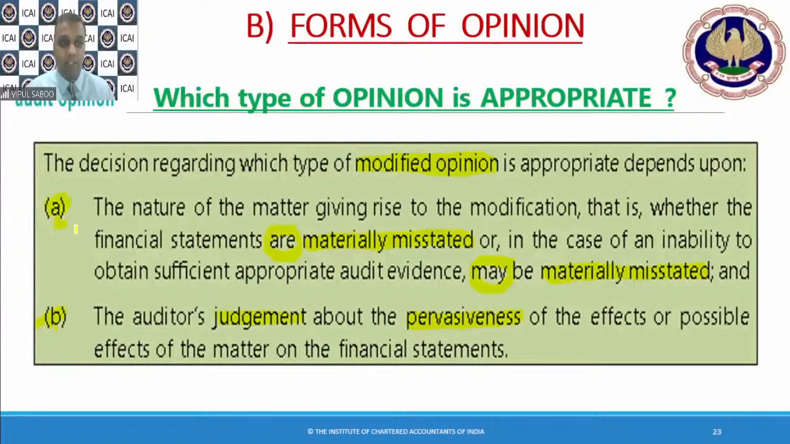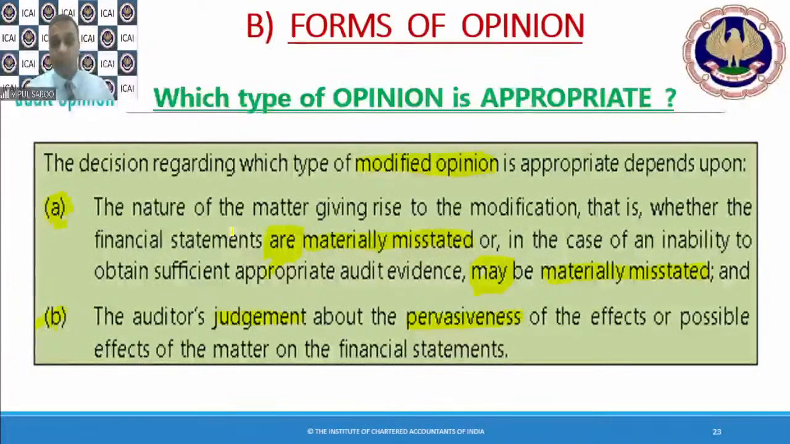The first part, on the basis of material misstatement, it could be qualified or adverse. In the case of 'are', it could be qualified or adverse. In the case of 'may', it is disclaimer of opinion. Now further, out of qualified and adverse, it is the auditor's judgment about pervasiveness. On the basis of pervasiveness, he will conclude whether he has to give a qualified opinion or an adverse opinion.